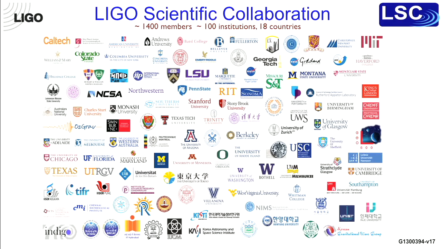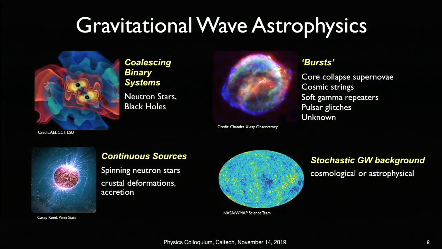This is an outlook of how big the collaboration is. We have grown over the years: 1,400 members, 100 institutions, 18 countries. So it really is a widespread effort, and many of you are in this room right now. Okay, so now I want to talk a little bit about the science that LIGO can do.